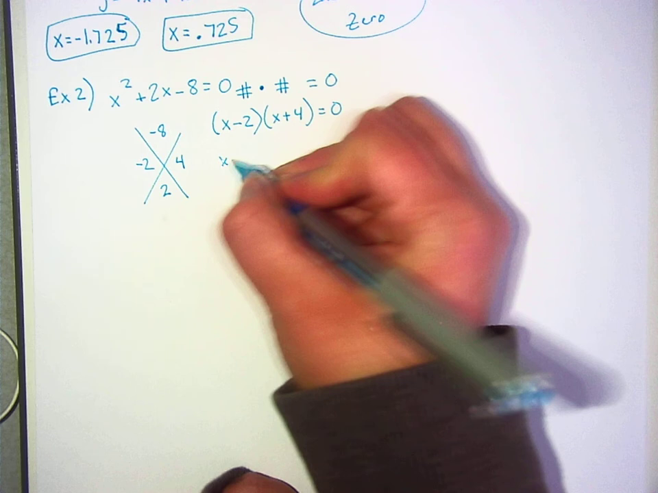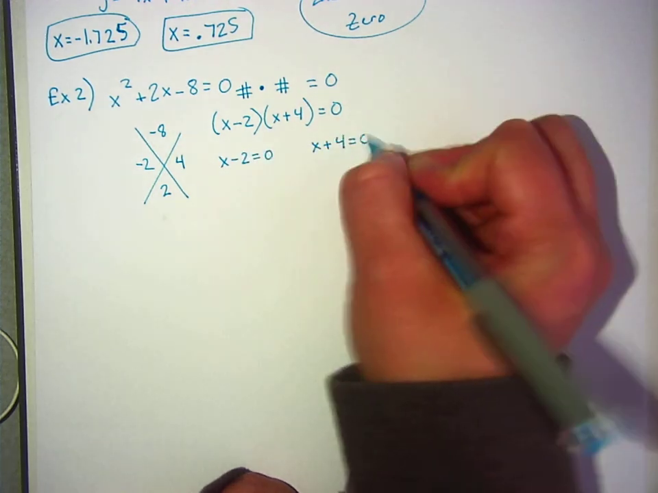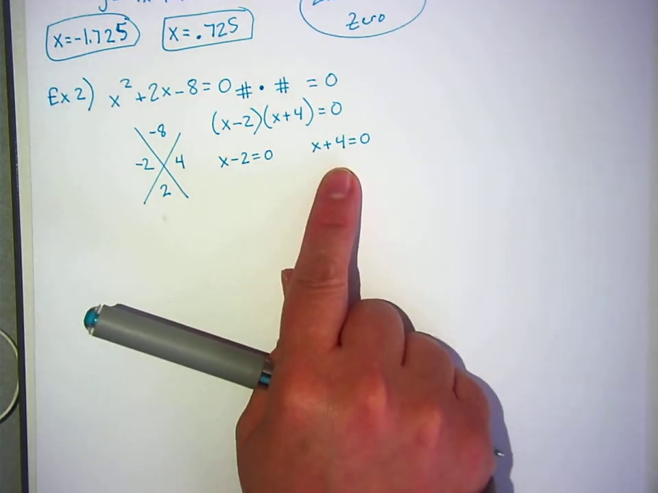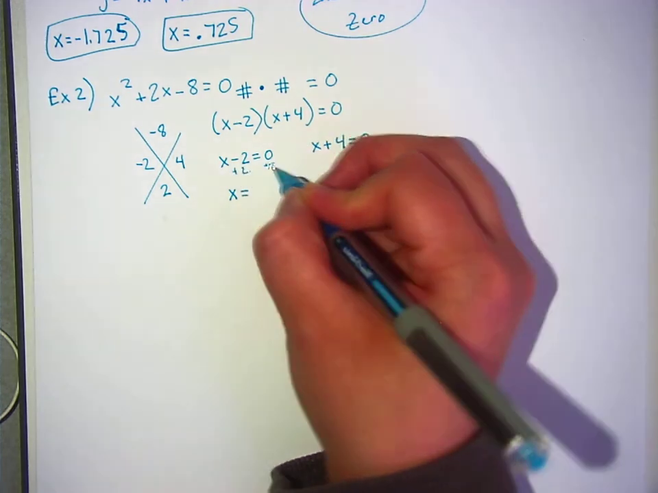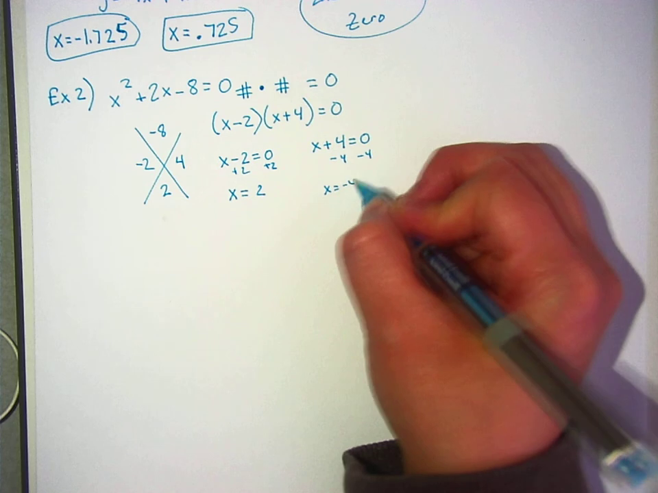So to solve this problem, all you would do is set each factor equal to 0 like this. This is the case that the left parenthesis is equal to 0, and this is the case that the right parenthesis is equal to 0. And then you solve them. This one you'd add 2 to both sides, and you get 2. This one you'd subtract 4 from both sides, and you end up with negative 4.